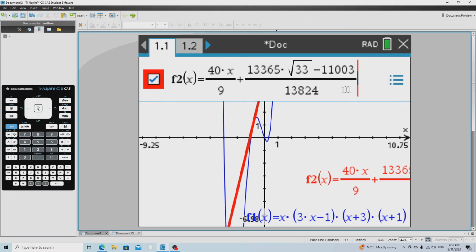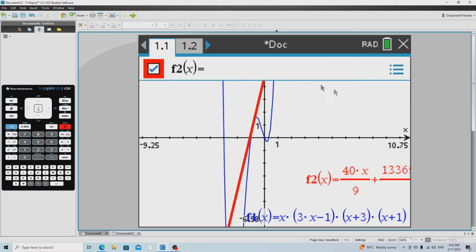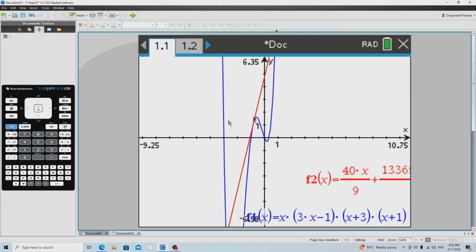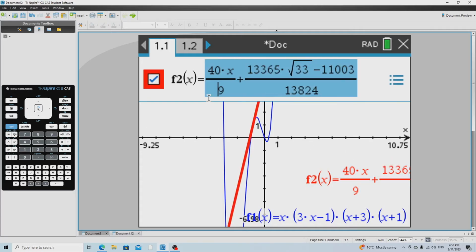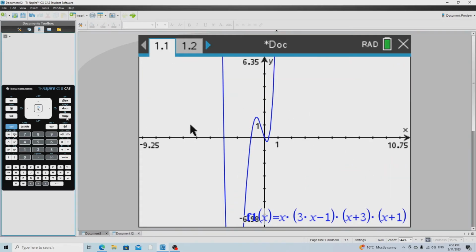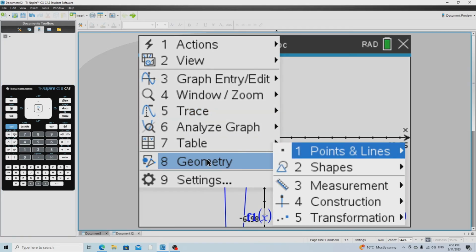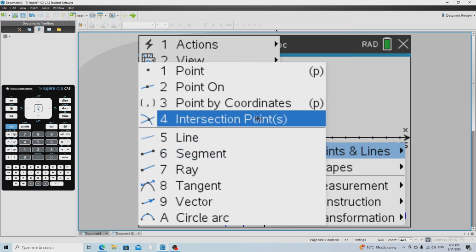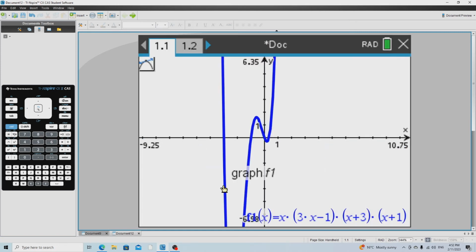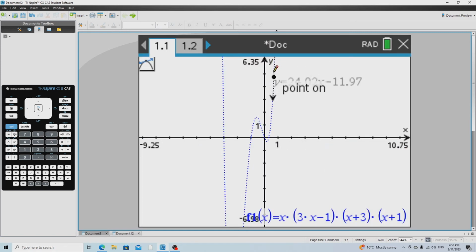What do we do? Well, let's visualize it. Let's start visualizing things. So what I would do now, because I have no idea what I'm doing, is go menu and again, geometry, and go point, tangent and see what's going to happen.